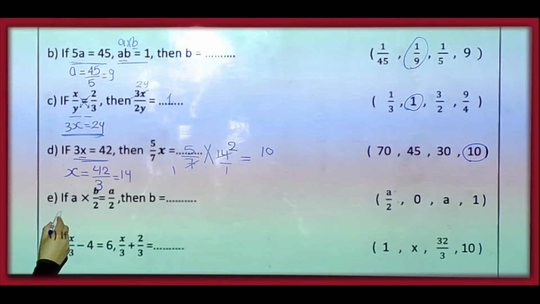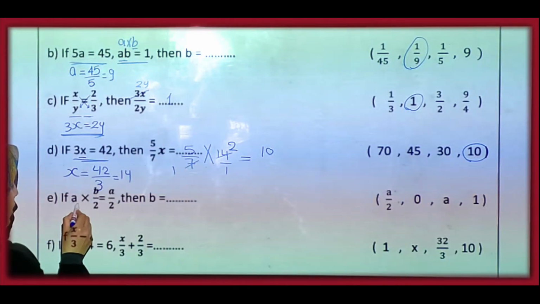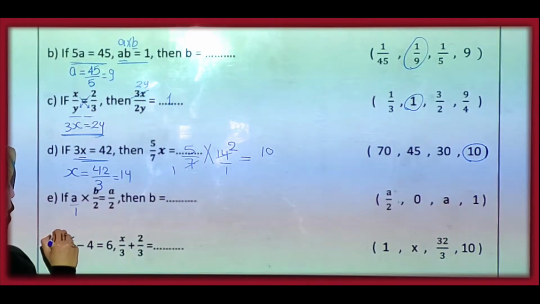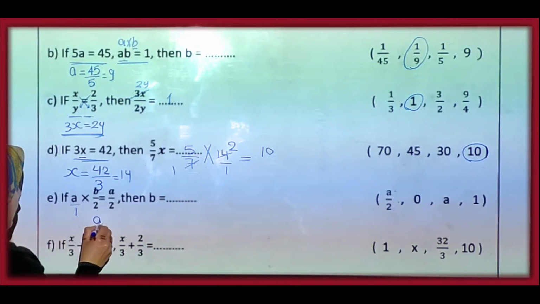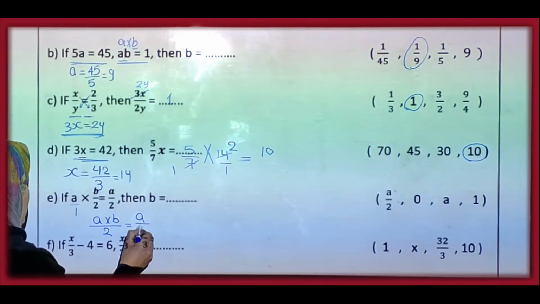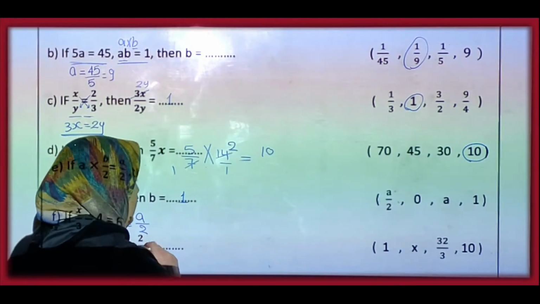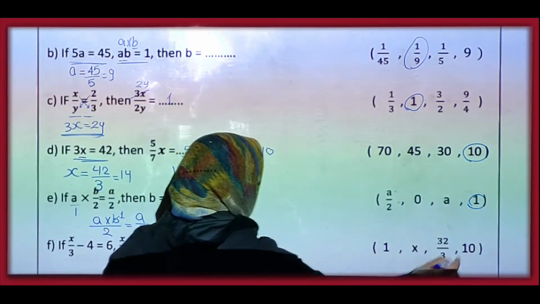Letter E, if a multiply b over 2 equal a over 2. a over 1, if we multiply a multiply b over 1 multiply 2 equal a over 2, then b equal 1. a multiply 1 equal a. Then the value of b is 1.